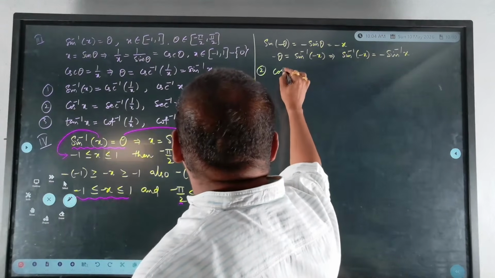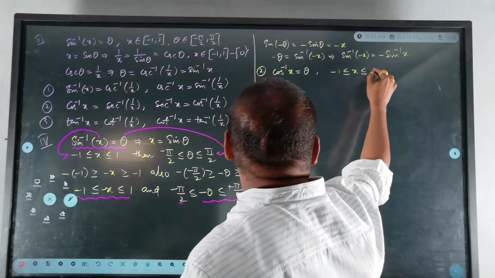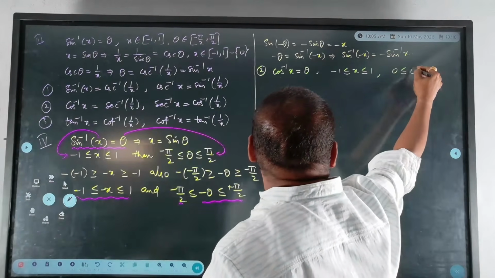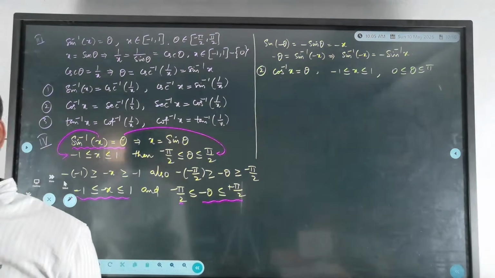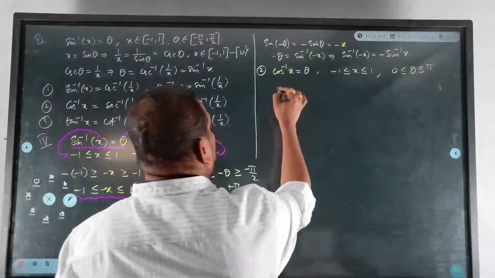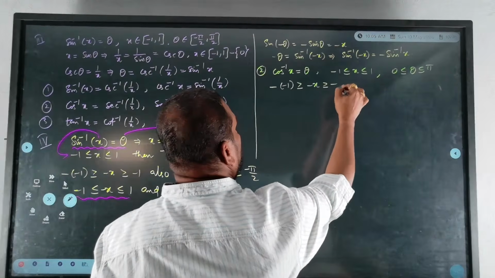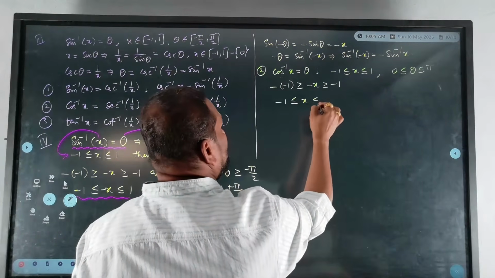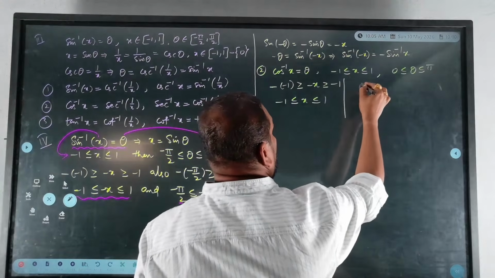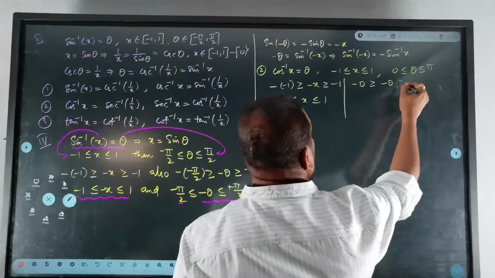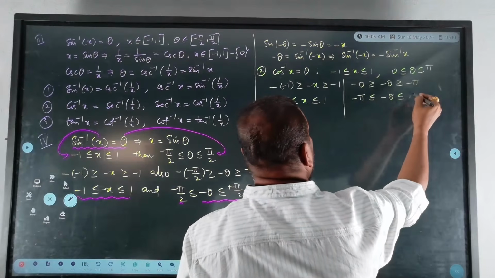So cos inverse x is equal to theta. Minus 1 less than or equal to x less than or equal to 1, and 0 less than or equal to theta less than or equal to pi. Okay, so minus of minus 1 greater than or equal to minus x greater than or equal to minus 1. So minus 1 less than or equal to x less than or equal to 1. Clear. Minus 0 greater than or equal to minus theta greater than or equal to minus pi. So minus pi less than or equal to minus theta less than or equal to 0.